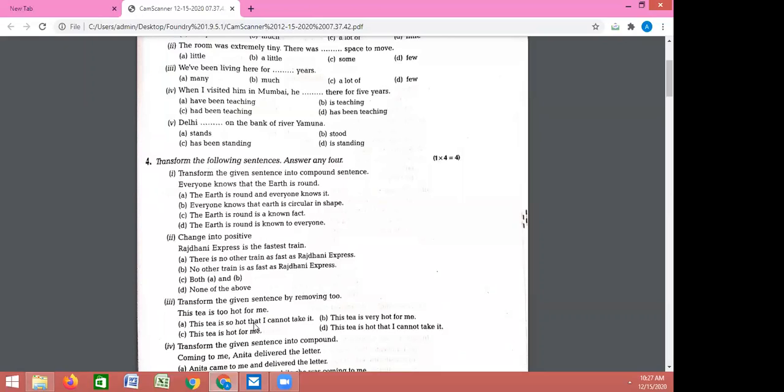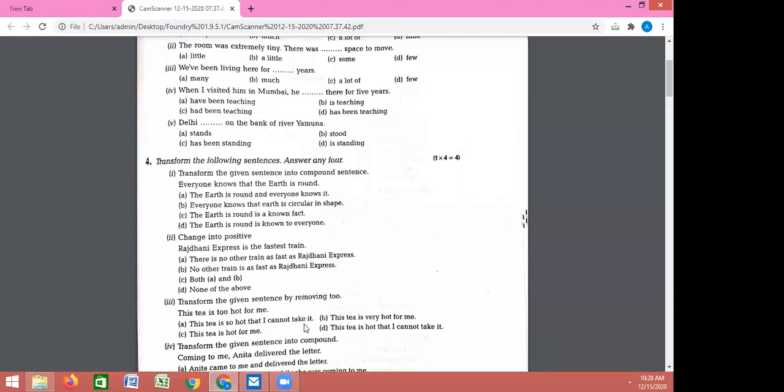This tea is so hot that I cannot take it. तो यू विल हैव टू लुक एट दिस पर्टिकुलर आंसर. A is the right choice here. तो यहाँ पे हमने so that के साथ इसको हाईलाइट कर दिया. So and that यानी too is converted into the sentence of so and that. That is so hot that I cannot take it. I think you are very clear about this transformation of sentence.